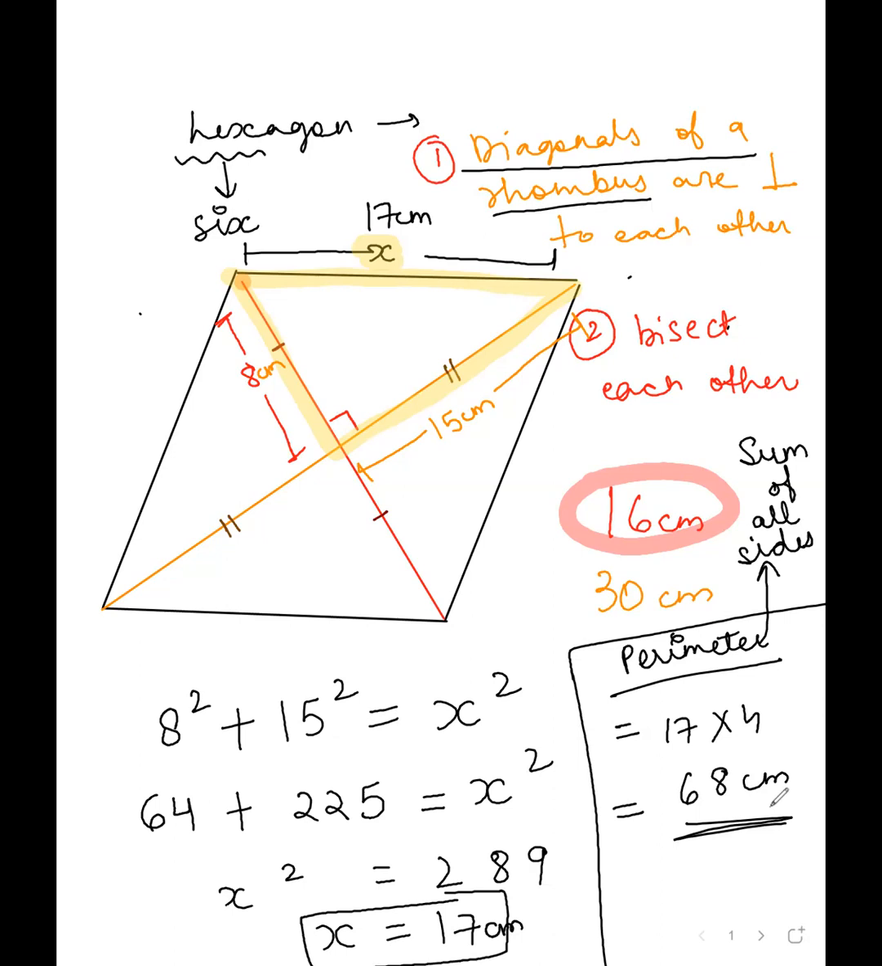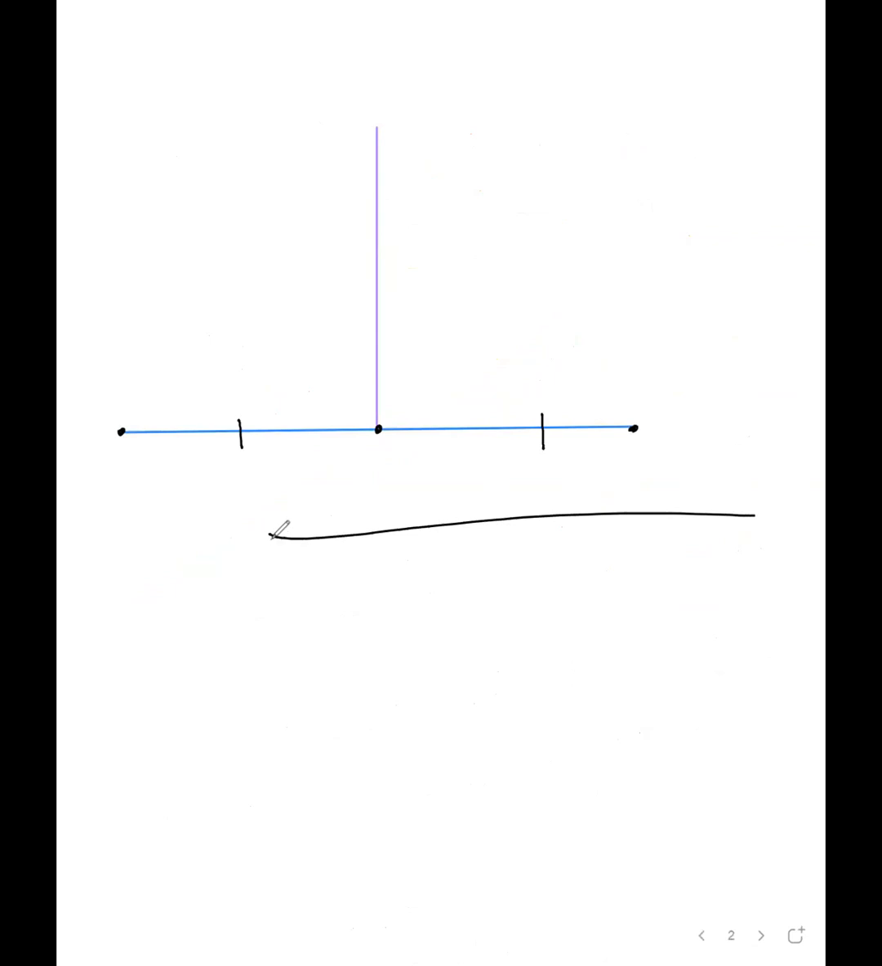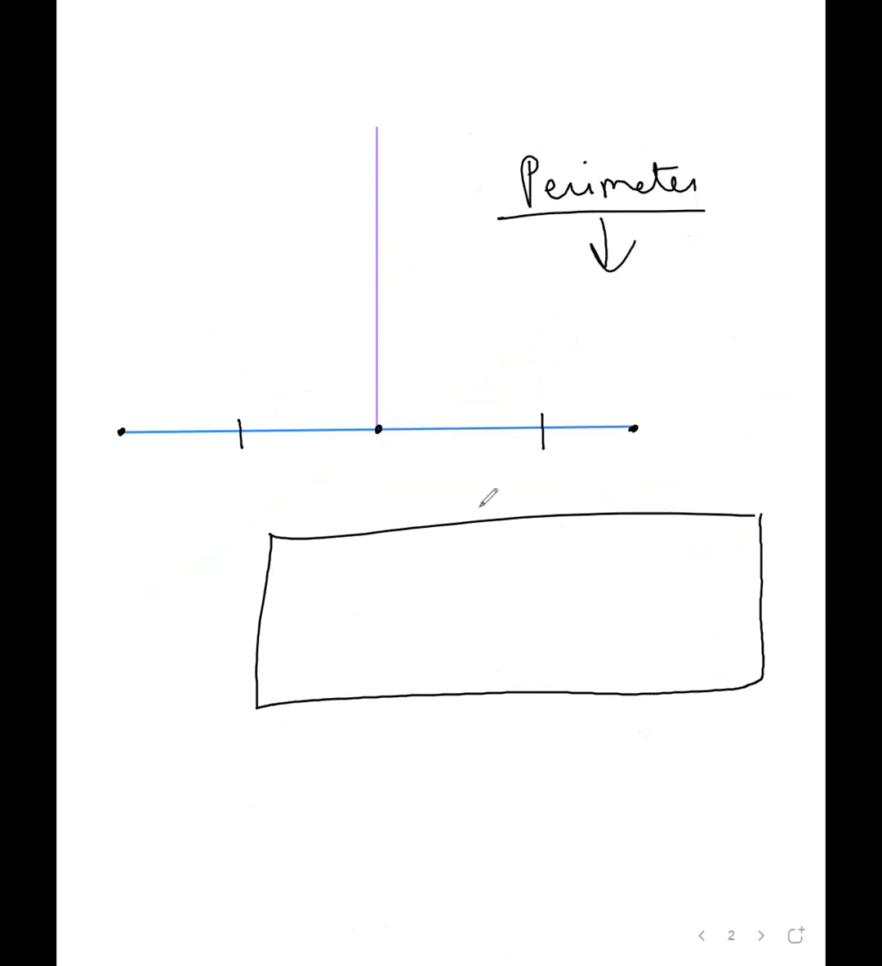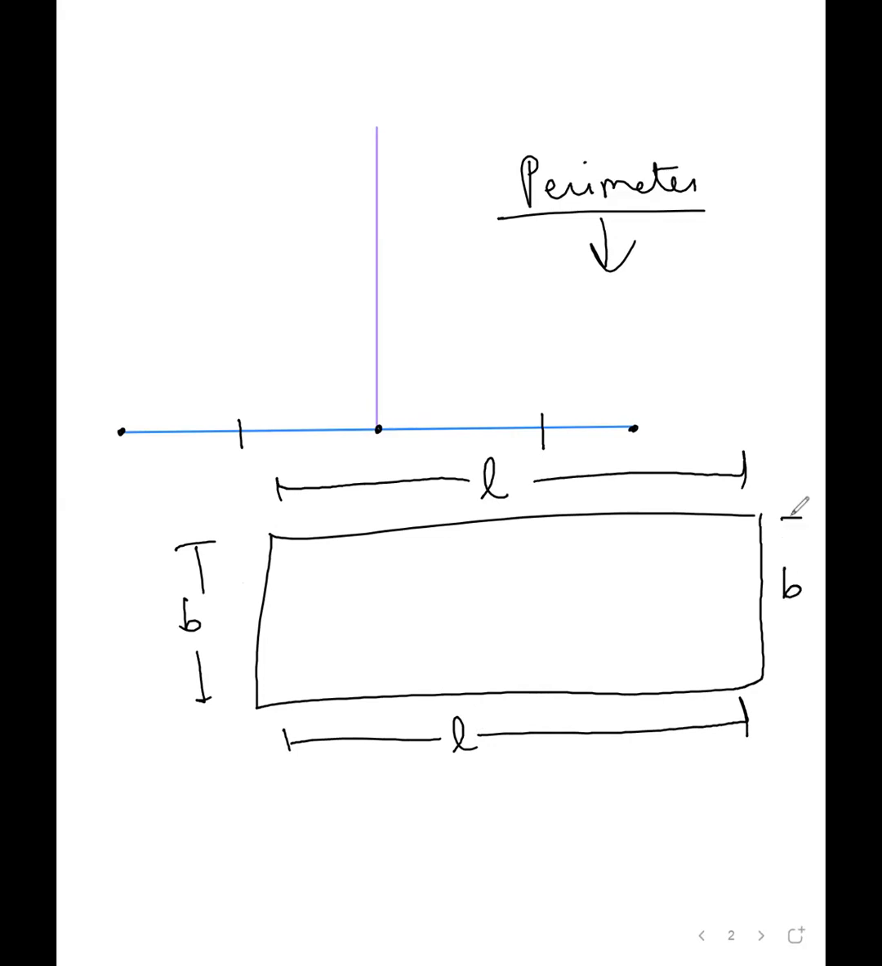Okay? There are different perimeters? No, they are not different perimeters. See, Hiba, perimeter means the sum of all the sides. When it comes to a rectangle, in a rectangle, this is called the L, the length. This is the B, breadth. Again, this side is L and this side is B.